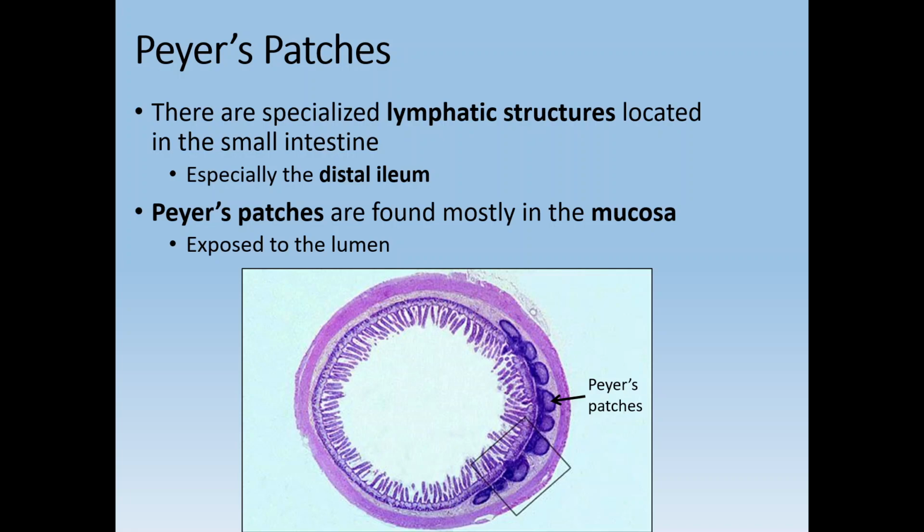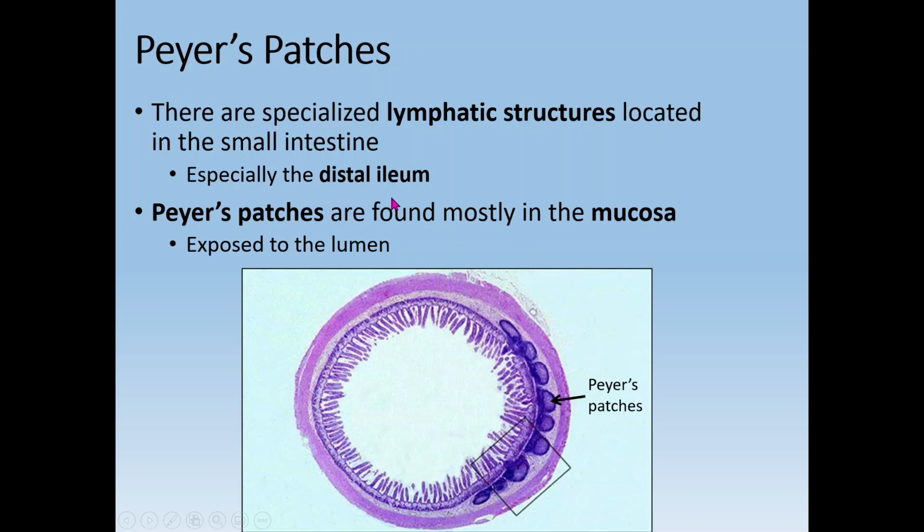All right. We talked about Peyer's patches briefly when we talked about the lymphatic system. Gosh, that's a couple of weeks ago now. These are specialized lymphatic structures, and they are located in the small intestine, and specifically in the distal ileum. So remember, your small intestine is separated into two halves, the jejunum at the beginning and the ileum at the end. And this is at the very end of the ileum. So this is mostly going to be concentrated right before it passes into the large intestine.